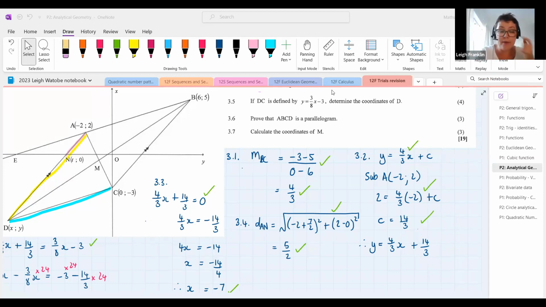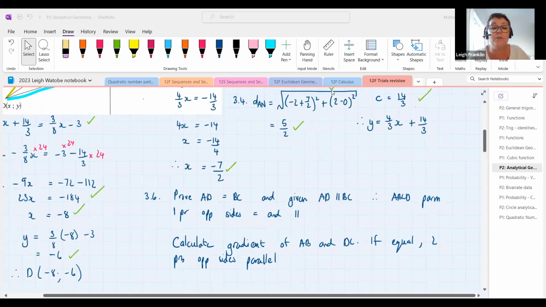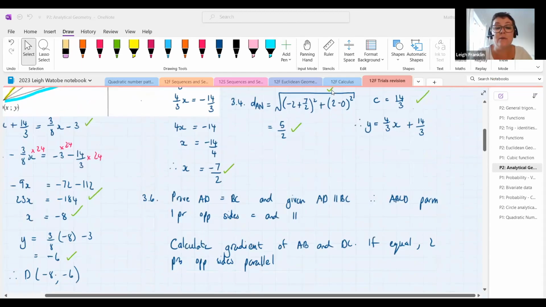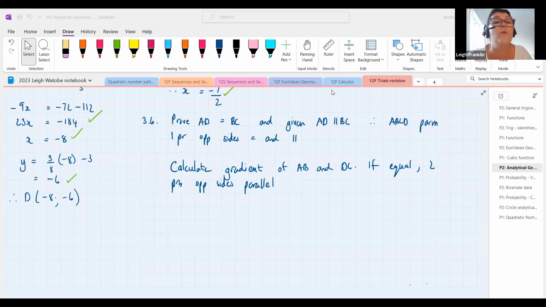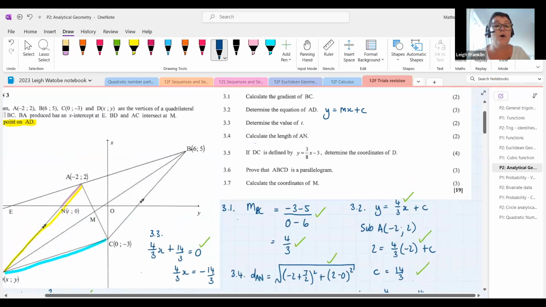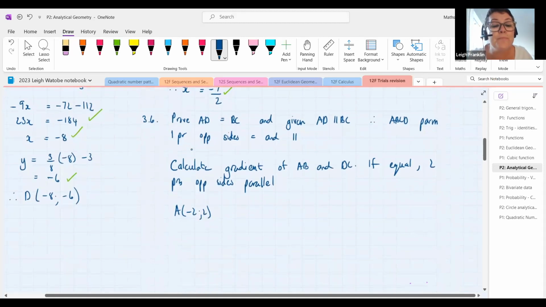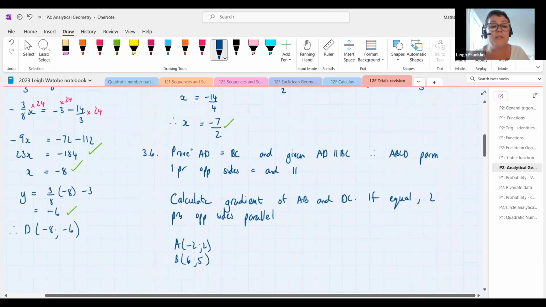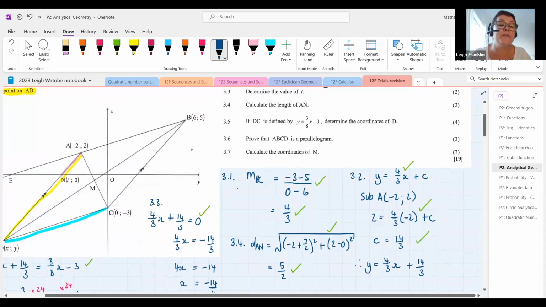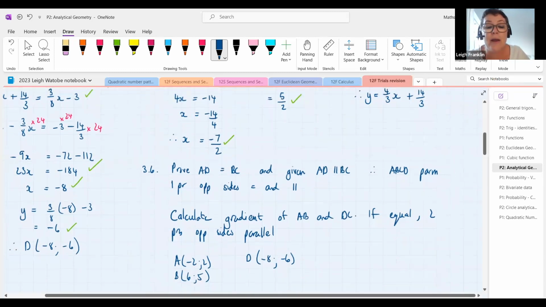Okay, so I think the easiest thing for us to do here is go with what Ntokozo said and calculate the gradients of AB and DC. Because working with gradient formula is always easier than working with distance. So I'm just going to write down the coordinates. The coordinates of B are 6 and 5. Then we know what the coordinates of D are. Coordinates of D are -8 and -6. And the coordinates of C are 0 and -3.